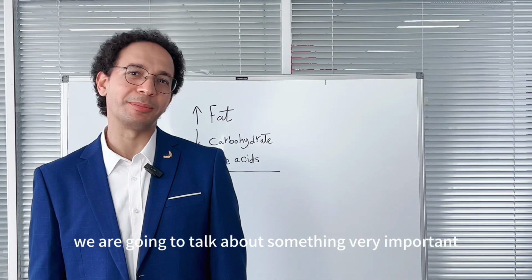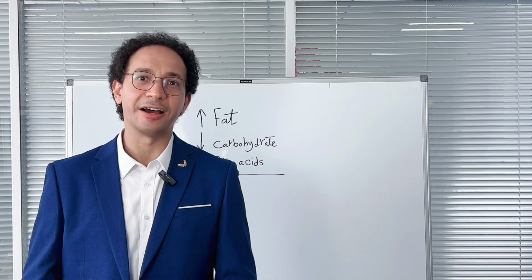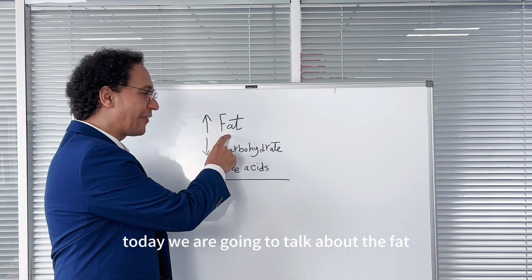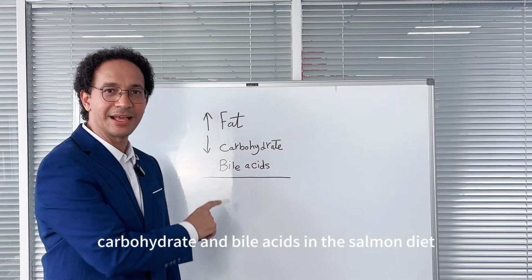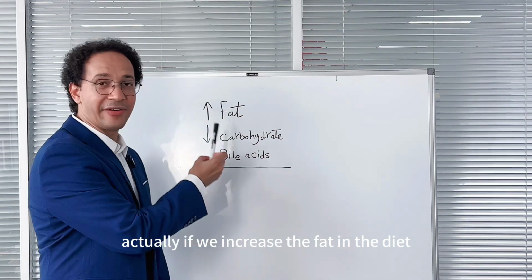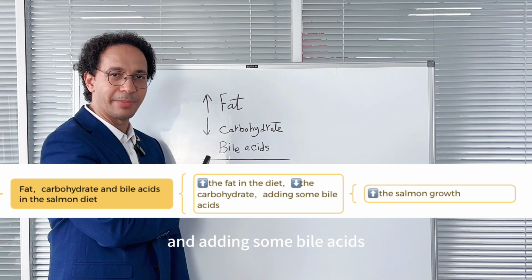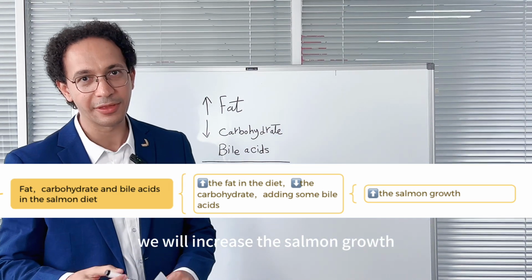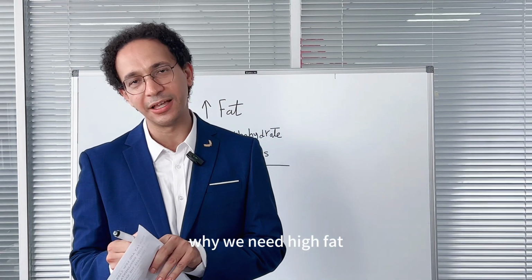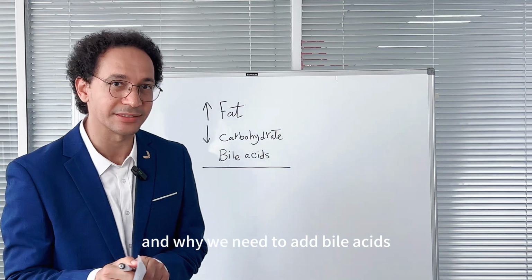Today, we are going to talk about something very important to increase the salmon growth rate after transition to the seawater. Today, we are going to talk about the fat, carbohydrate, and the bile acids in the salmon diet. Actually, if we increase the fat in the diet and decrease the carbohydrate and add some bile acid, we will increase the salmon growth. And today, we are going to explain why we need high fat, why we need to decrease carbohydrate, and why we need to add bile acids.